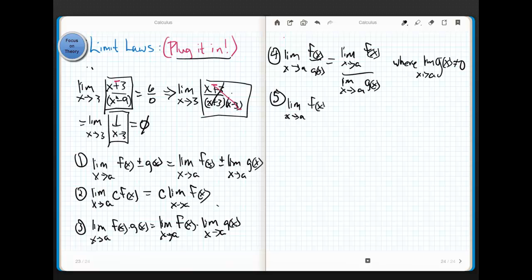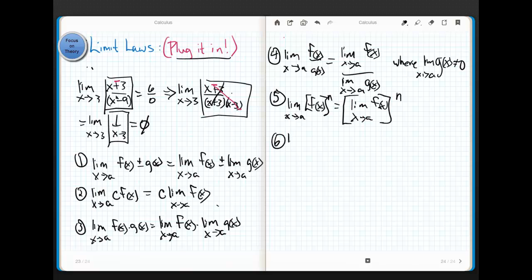The limit as x approaches a of f of x raised to the n can be written as the limit as x approaches a of f of x, to the nth power. That's a super, super powerful thing to be able to do, because any exponent can also be written as a radical if this thing's rational. You know, if it's 1/3, then it's the cube root.